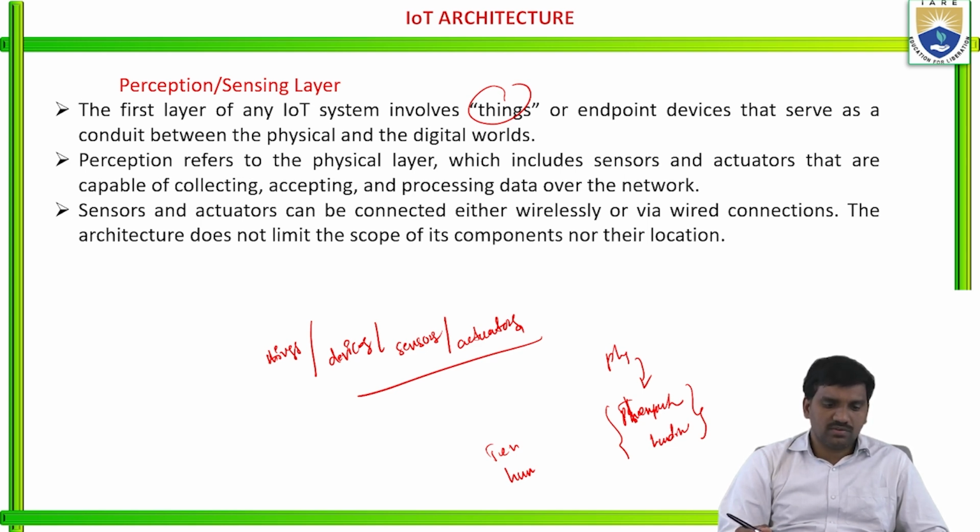Perception refers to the physical layer, which includes sensors and actuators that are capable of collecting, accepting and processing data over the network. We already discussed this in the last slide. Sensors and actuators can be connected either wirelessly or via wired connection. The architecture does not limit the scope of its components nor their location. So this is about the perception or sensing layer.